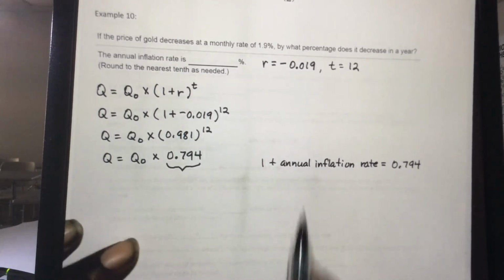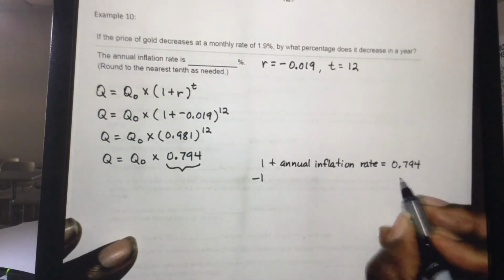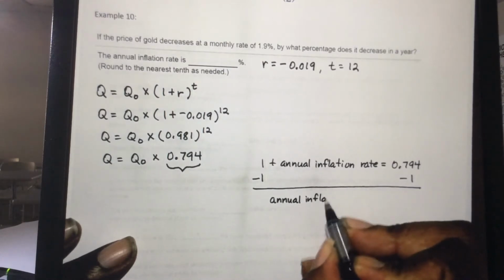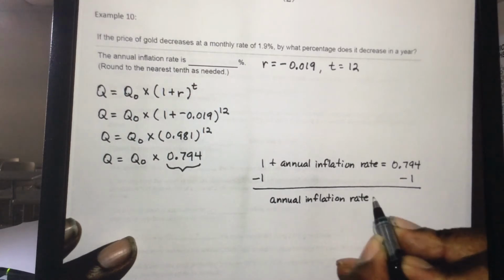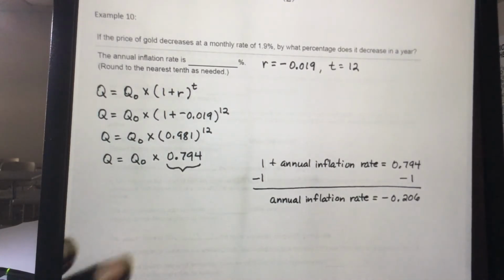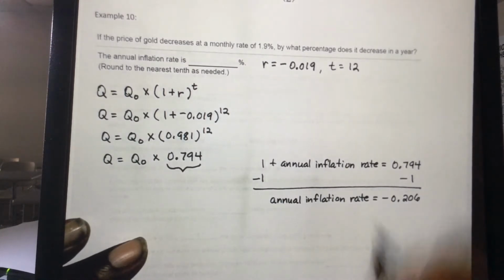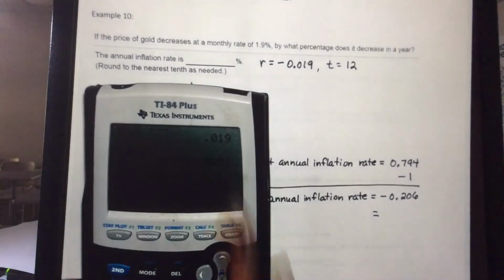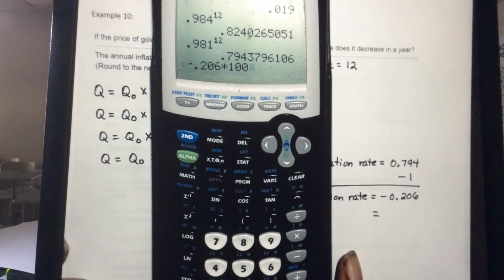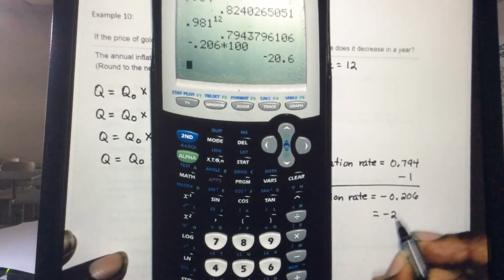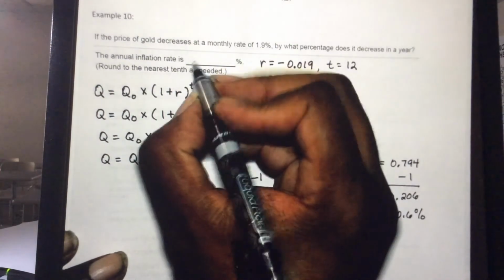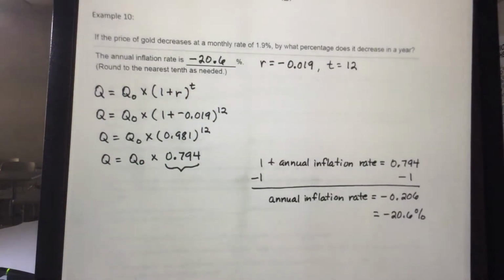So to find the annual inflation rate, I'm adding 1, so I need to subtract 1 on both sides. So my annual inflation rate, I have to do 0.794 minus 1 to get negative 0.206. Now, that's a decimal. But as a percent, we have to take that negative 0.206 and multiply it by 100. Negative 0.206 multiplied by 100 would be negative 20.6. And that's going to be as a percent. So the annual inflation rate there will be negative 20.6%.